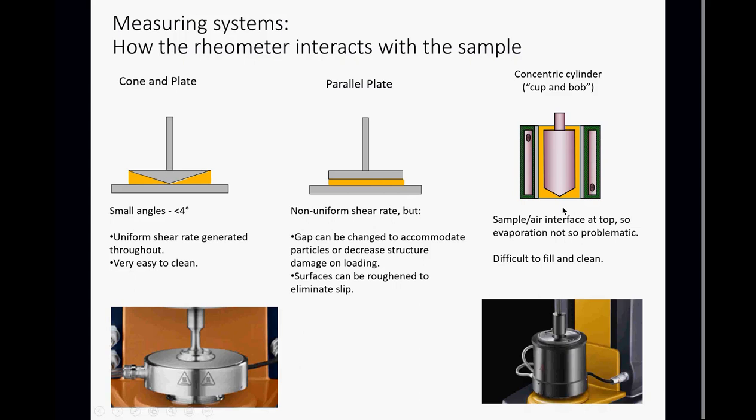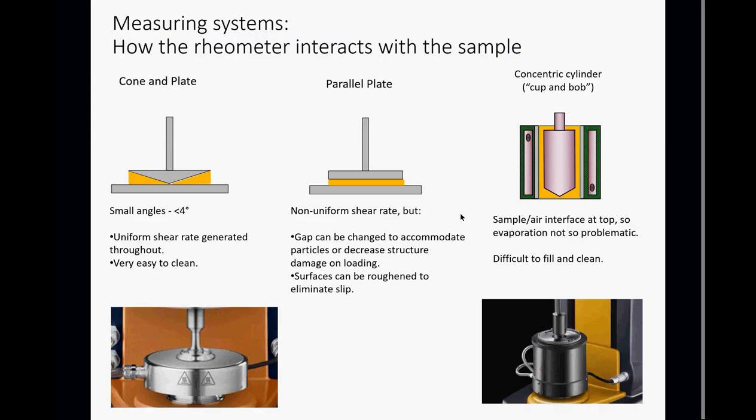But the concentric cylinder system can be quite difficult. It's hard to clean. It's hard to fill, and you can completely trash your sample structure when you're loading it in there.